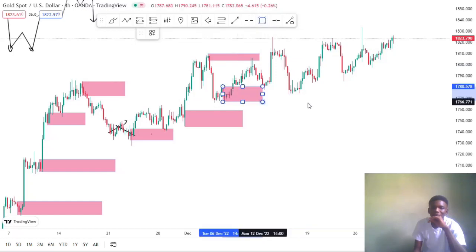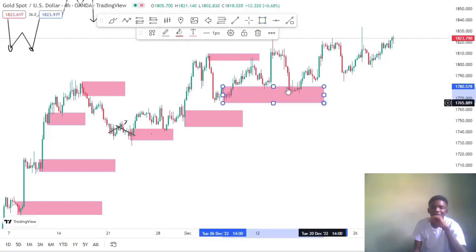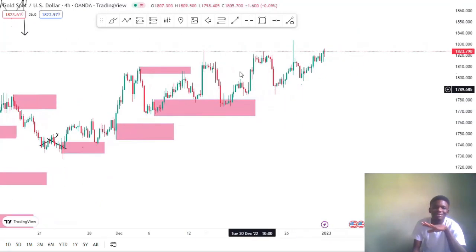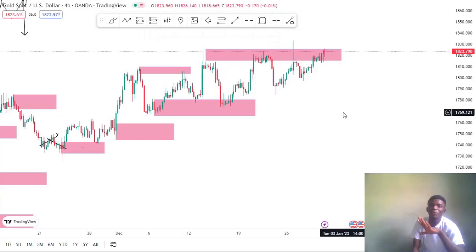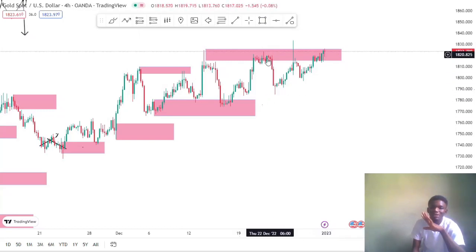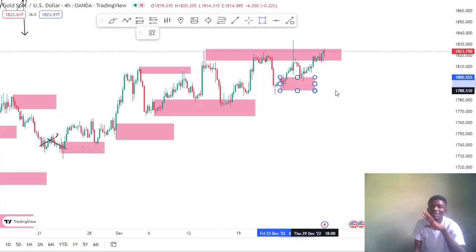a demand zone here. Then there's a break above. So this one is considered as a higher low. Then the market has been within this range since that time. Okay, so for now we are trading within this range and this range. Okay, this is how you map your structures.